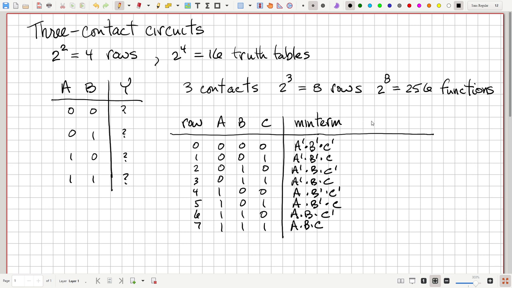Now the other approach was to use what we call maxterms. And these are functions that are 0 for that row and 1 for all other rows. And they're in terms of ors. They're a sum type of expression. So here, A, B, and C are all 0. So what would be an or expression that would be 0 for that? A or B or C. Of course, that's 0 or 0 or 0.